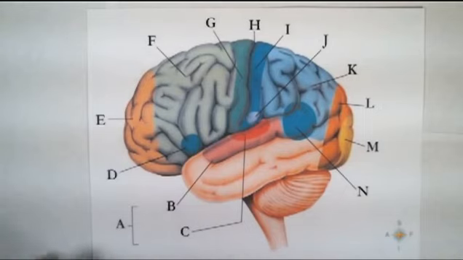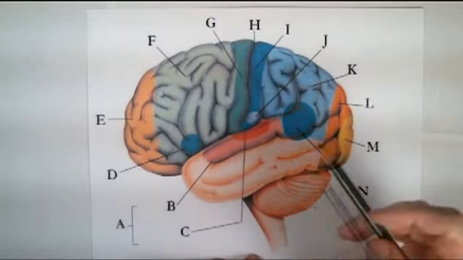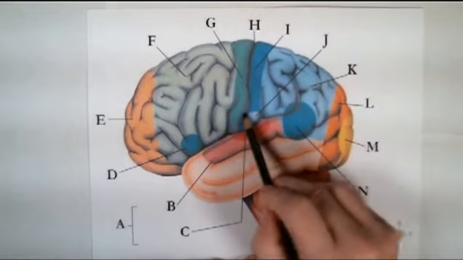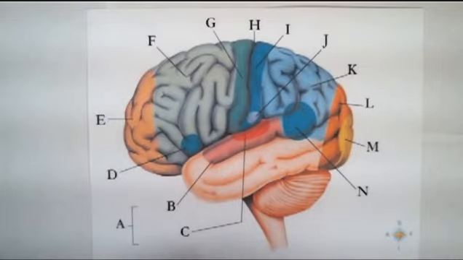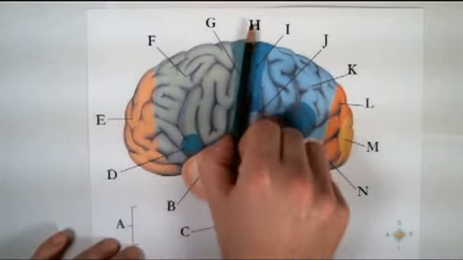Before we get started on that, though, I want to go over the general features that we're seeing here on this lateral view of the brain. We're looking at the left side of the brain here. We have our spinal cord coming up into the brain stem. We have the cerebellum, but we're going to focus on all of these pieces. Now H, and we'll talk about this in a little bit as well, H is the central sulcus.